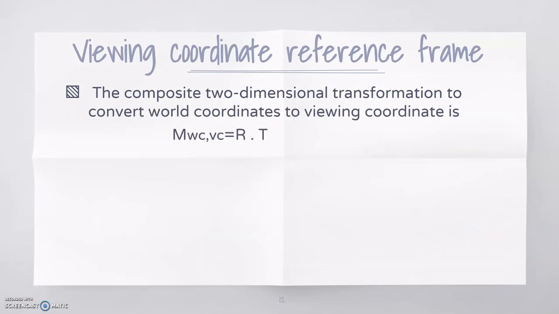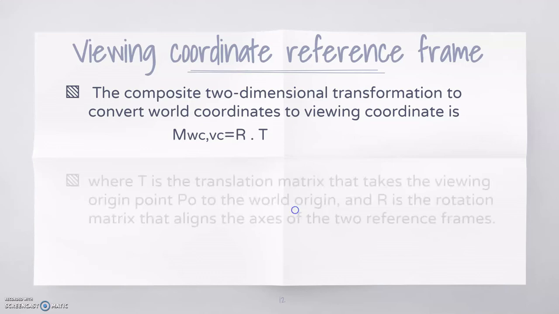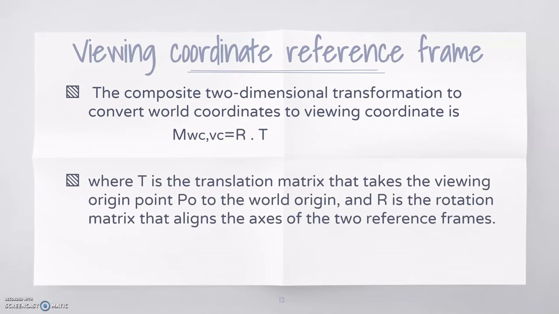The two-dimensional transformation to convert world coordinates to viewing coordinates is M(WC,VC) equal to R times T. Where R is the rotation matrix and T is the translation matrix that takes the viewing origin point P0 to the world origin, and R is the rotation matrix that aligns the axes of the two reference frames.